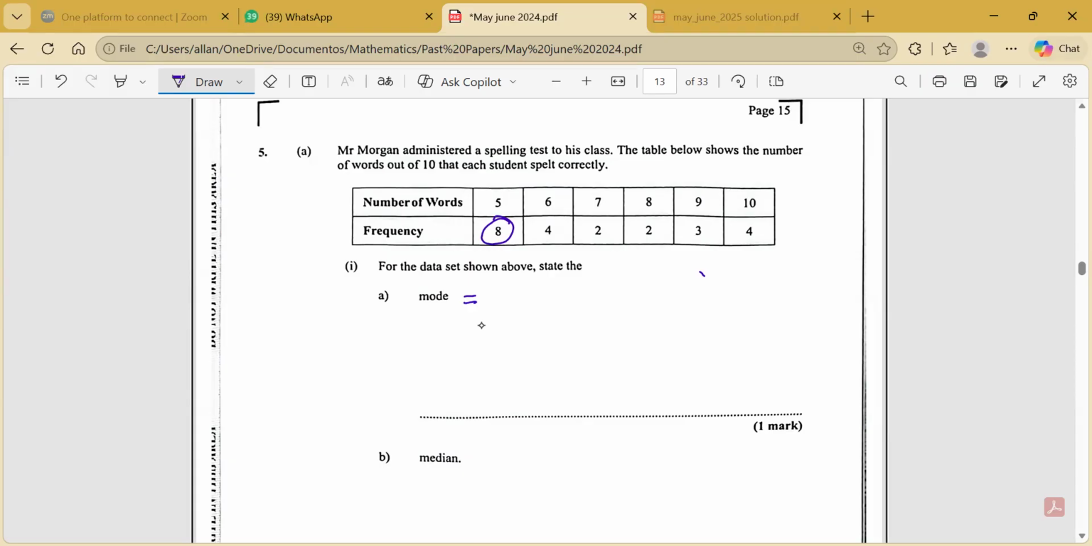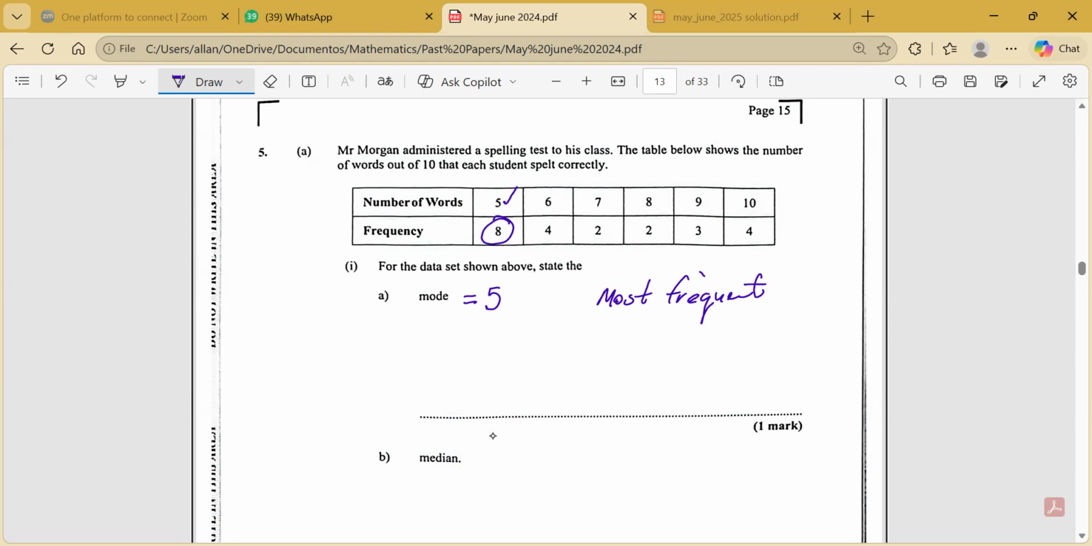What corresponds to the 8, Antonio? 5. So 5 is the mode. Most frequent. So 8 is there, there are 5 8s.